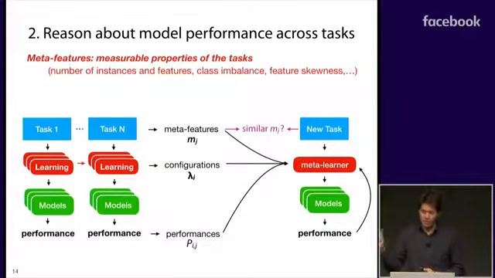So we give our meta learner basically our performances, our configurations, and the meta features of the tasks. And then it can use those meta features to measure how similar two tasks are. And that's very useful information, of course. If you have a good estimate of how similar a previous task is, you can meaningfully transfer more information from that task to the new task.